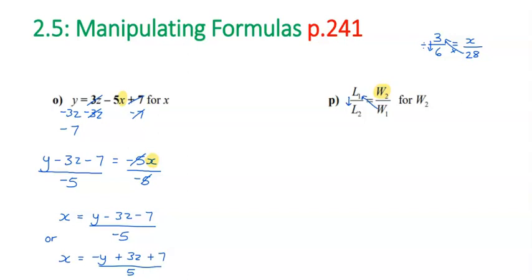So we are going to take L1 times W1, or W1 times L1, doesn't matter which order you do the multiplication, but the book is going to put them in alphabetical order. So we're going to multiply L1 times W1 and divide by L2. And that will isolate W2. And using our proportion knowledge is the easiest way to quickly manipulate this formula for the variable that we want.